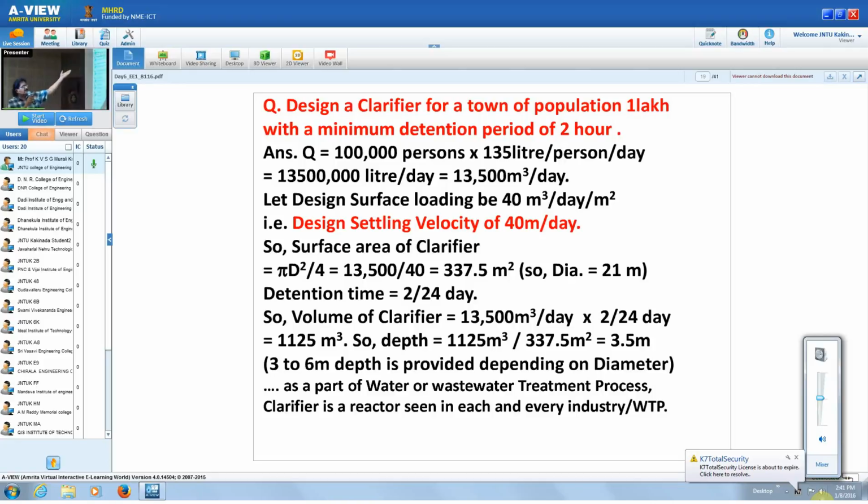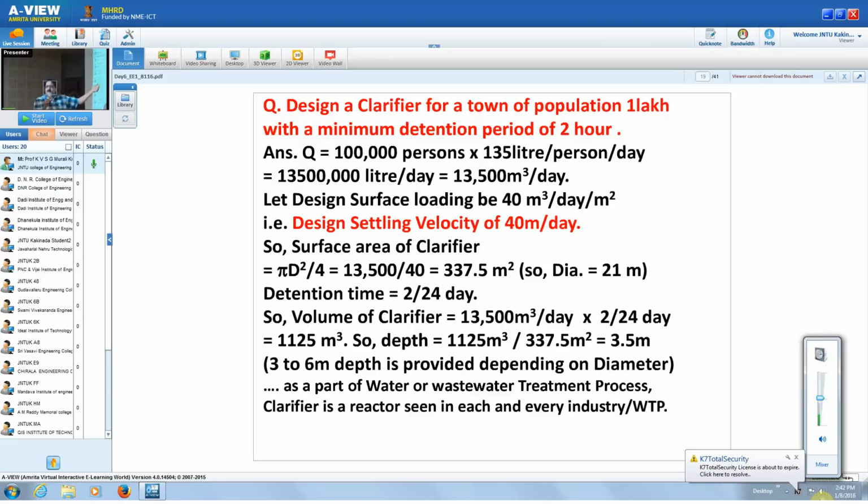See how simple it is. Discharge is 13,500 meter cube per day. Let design surface loading be 40 meter cube per day per meter square, or 40 meter per day, whatever it is. This, of course, for JNTU system or even otherwise also, you must remember throughout your life. 40 meter per day is the design settling velocity. That means roughly 2 meter per hour. That also is okay. Then surface area of clarifier, pi d square by 4, is equal to so much. So diameter comes to roughly 21 meters.